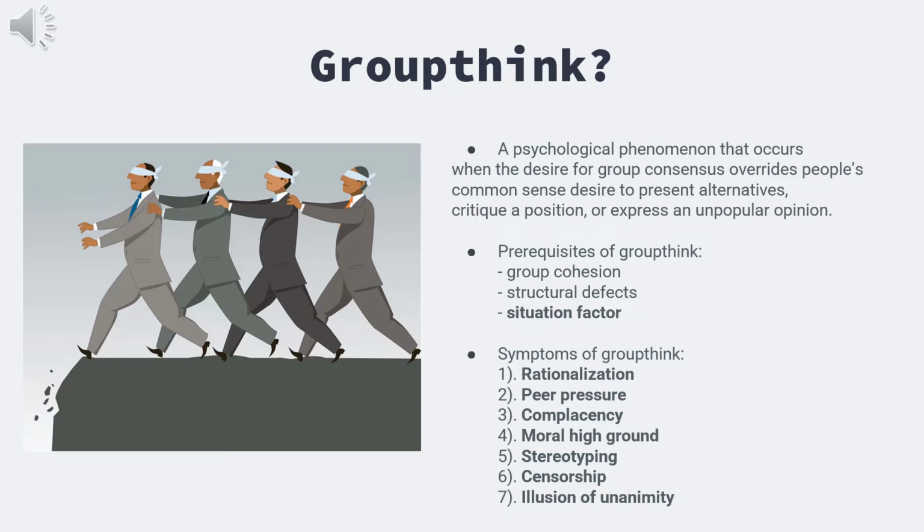The prerequisites for groupthink can be largely divided into group cohesion, structural defects, and situational factors. Lack of diversity can be seen as a situational factor here. The symptoms of groupthink are rationalization, peer pressure, complacency, moral high ground, stereotyping, censorship, and illusion of unanimity.